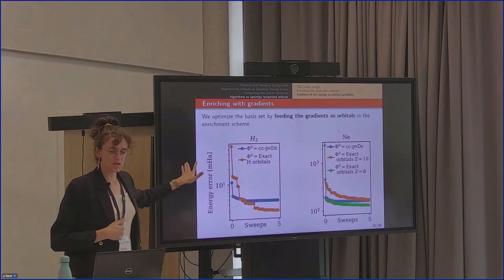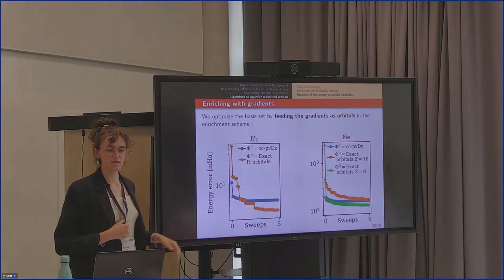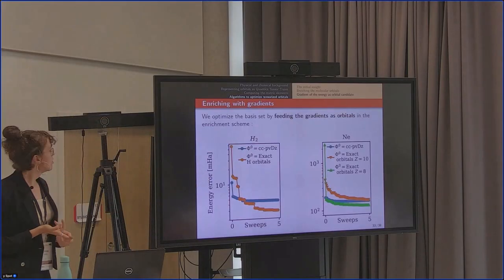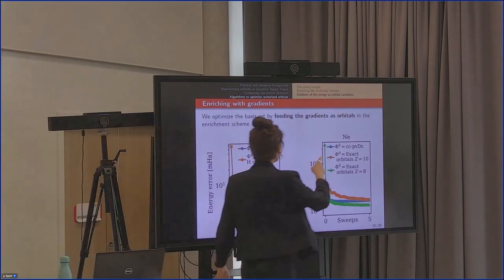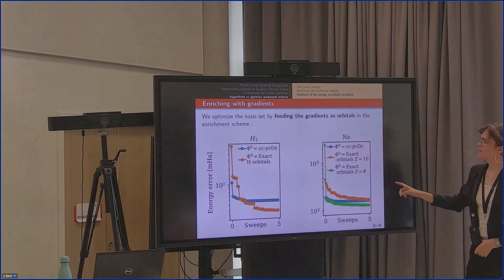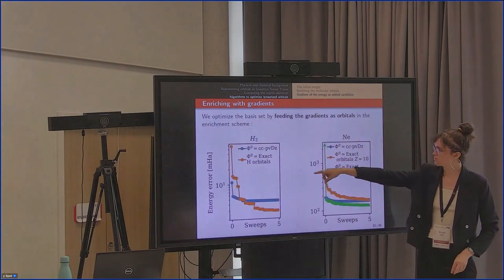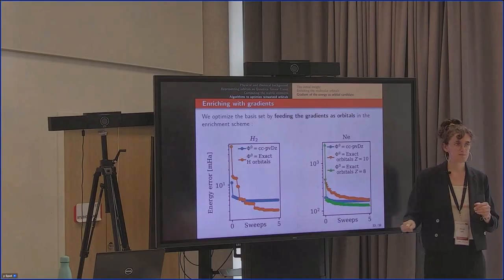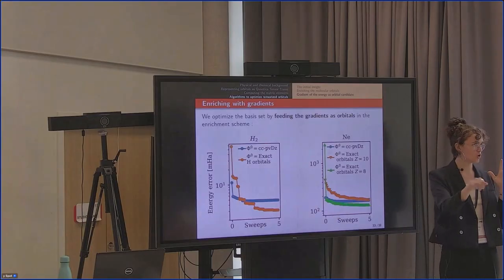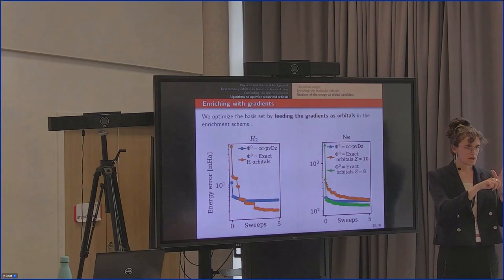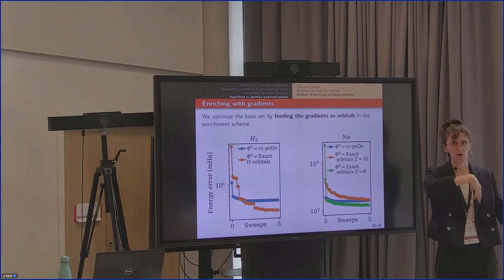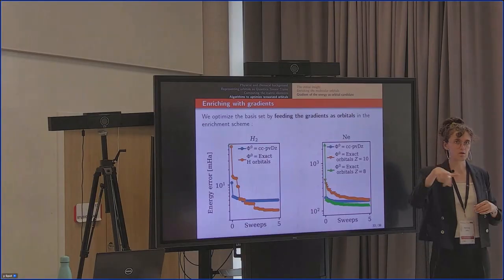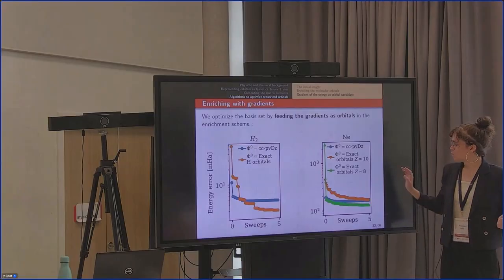So here are the simulation results that we obtained for the H2 molecule on the left and the neon atom on the right. I'm plotting the energy error as a function of the number of sweeps. Here I do 5 sweeps on the whole basis set. At every step, I'm computing the gradient with respect to an orbital, adding it to the enrichment scheme, and looping on this. What does this show us?